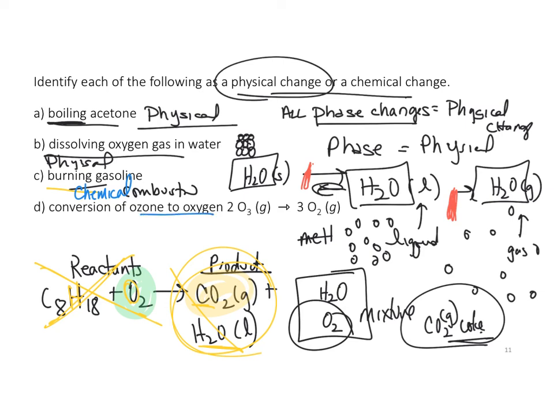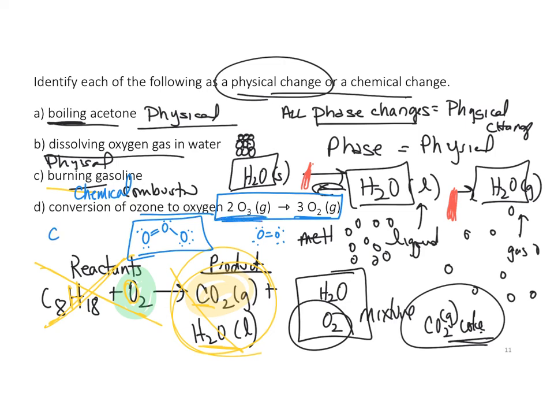Conversion of ozone to oxygen. Your change in ozone is what protects us from the sunshine. And so ozone goes to oxygen, and you'll learn how to draw these at some point in the semester. But the ozone actually protects us from the sun, the UV rays. Oxygen doesn't.